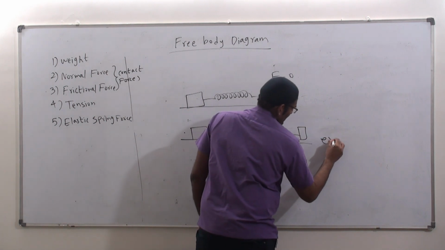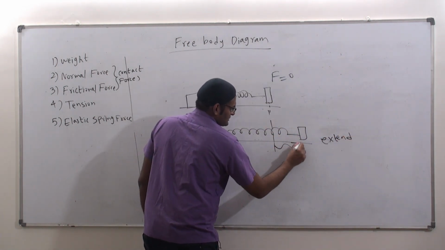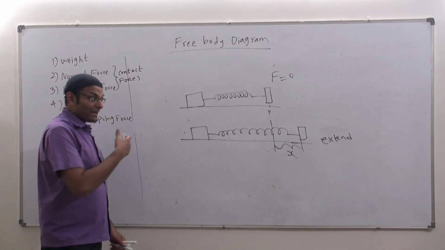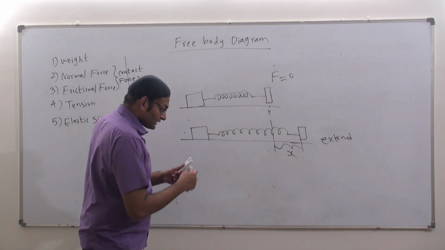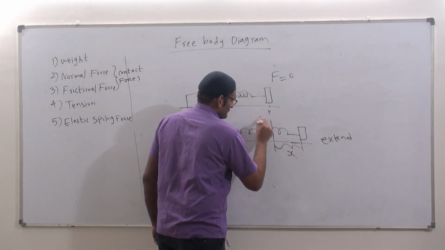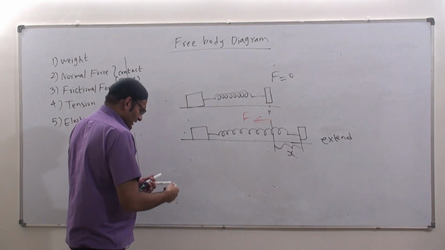Extend it towards this direction. So what happens? Let's take this as x. So when I am pulling it, when I am extending it, the spring force shows a tendency to come back, that is F in this direction.